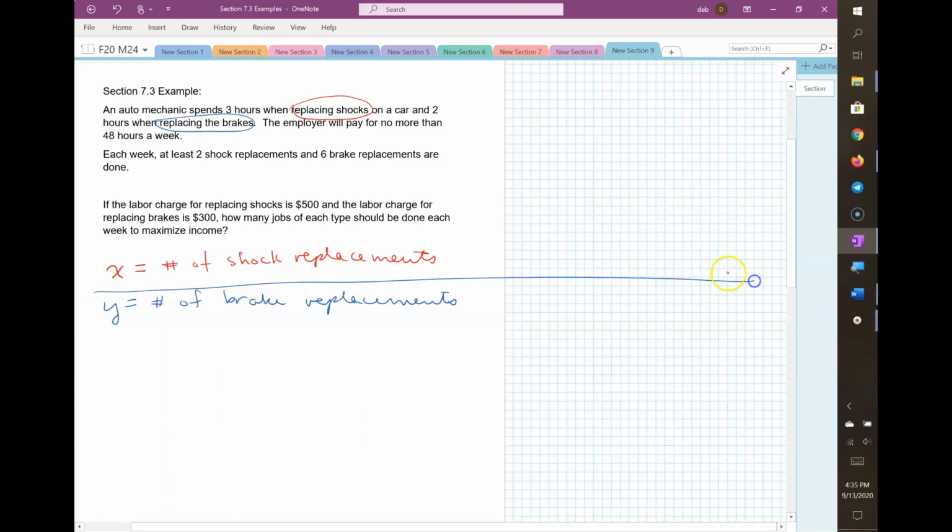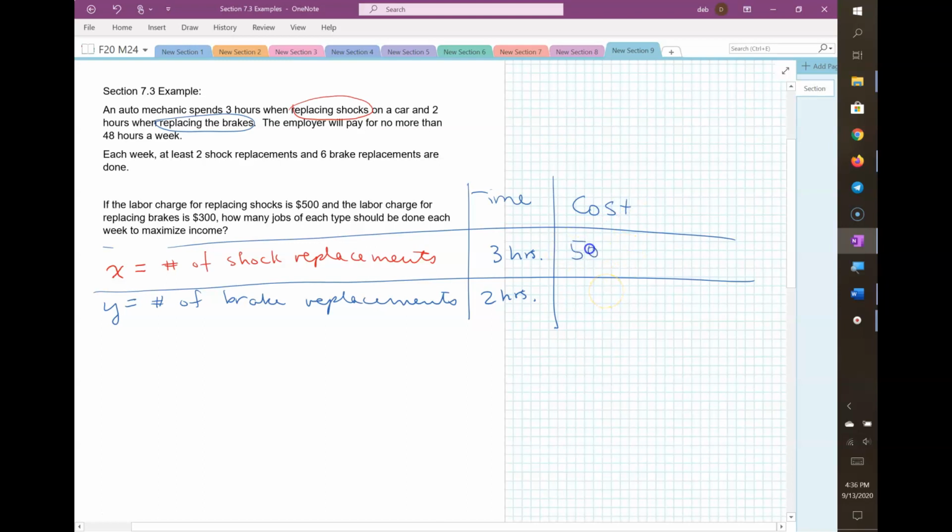And then we're going to make a chart, because I'm just finding that's really helpful for organizing this information. And then we have information about the amount of time: 3 hours for shocks and 2 hours for brakes. Then we're also given information about cost. So the labor cost for shock replacements is $500, and the labor cost for brake replacements is $300.